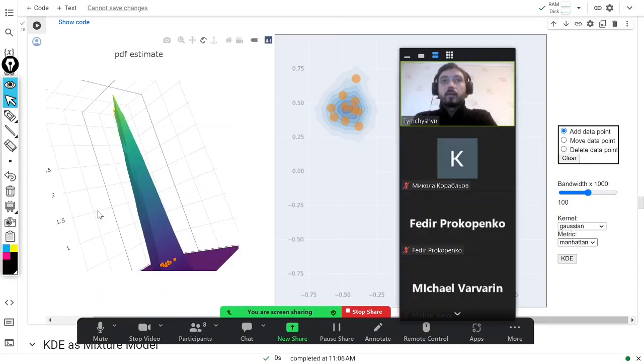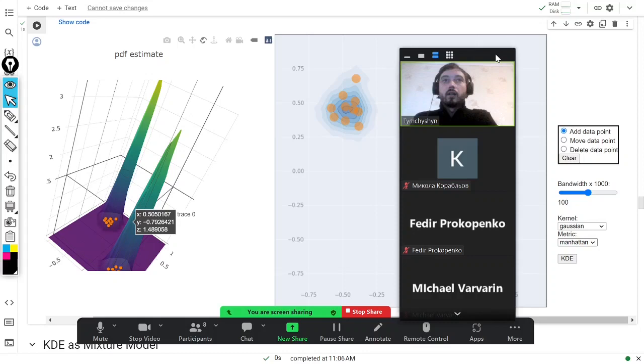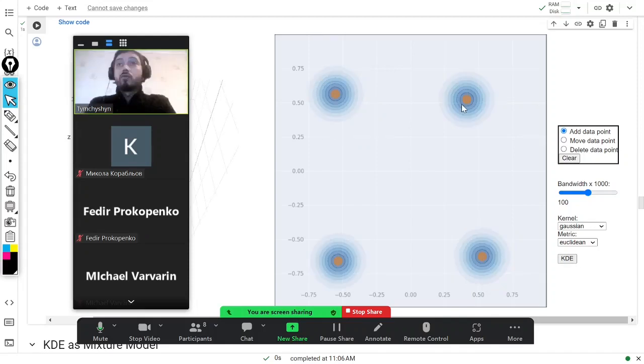You see they are, let's say, spiky. To see the difference between metrics better, you can use, for example, a small number of data points. So let me put just, I don't know, 4 data points, and when I'm using the Euclidean metric, you will see these sort of circles, and when I use the Manhattan metric, you will see something more square-like.